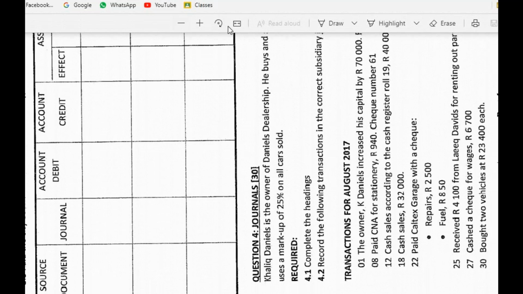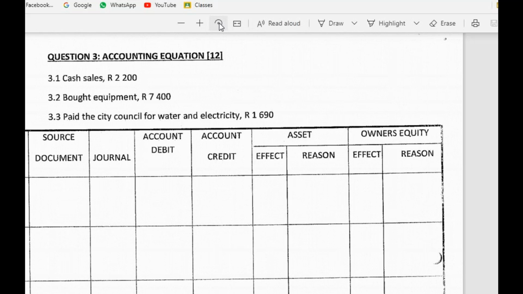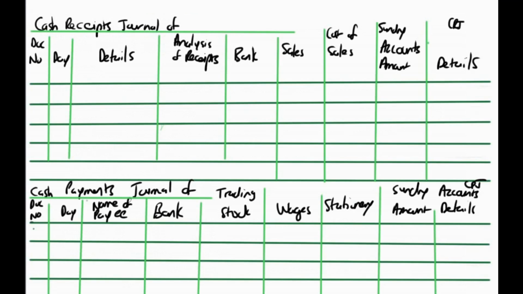I just need to rotate this a bit for us. Okay, so that's the accounting equation, but this is what we're doing now, the cash receipts and the cash payments journal. We need to look at the name of the business. In this case, it's Daniel's Dealership. I've just set up the basic format for us. So what we need to complete there is the cash receipts journal of Daniel's Dealership.